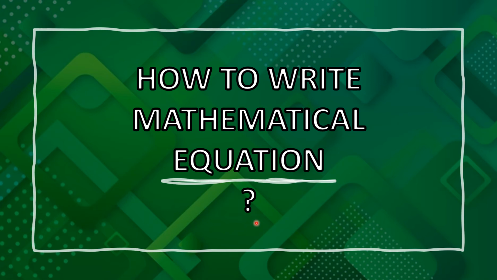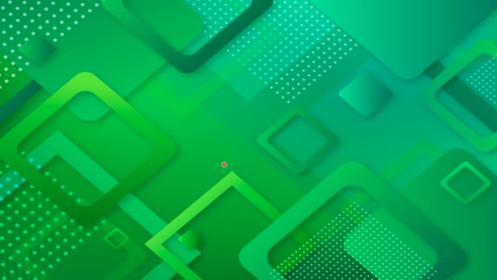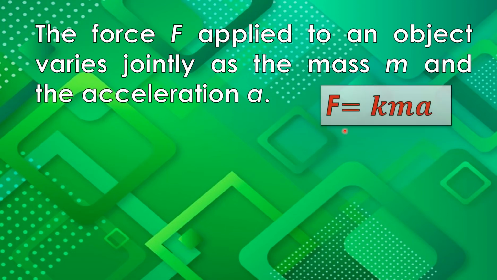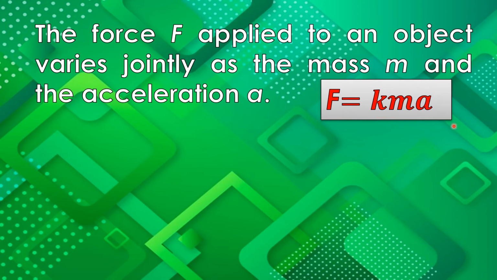direct and inverse. We're going to write the given variables dun sa statement. So, we have the force F, ibig sabihin, we have capital F, applied to an object varies jointly as the mass m and the acceleration a. Ibig sabihin, we have 1, 2, 3 variables. Then, lalagyan natin ng k. So, we're going to use capital F equals kma because, as stated, that's jointly.